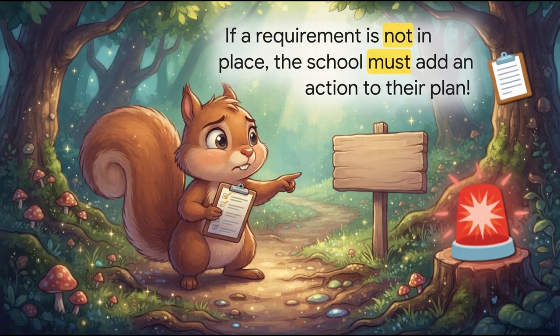Now here is a massive, strictly enforced rule from the evaluation guide that you really need to remember. If you realize during your self-study that a specific requirement is just not in place, meaning you have to check requires development, you must acknowledge it and immediately add an action item to your official school action plan. You can't just leave it unchecked and move on. You've got to explicitly show how you plan to fix it to maintain your authorization to teach the programs.